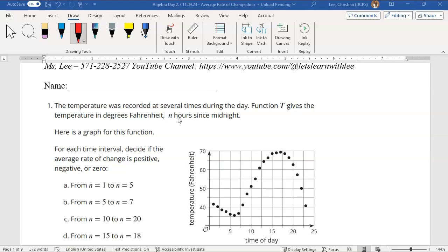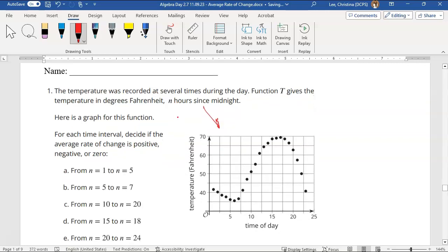Since n is hours since midnight, these times represent the number of hours since midnight. For each time interval, decide if the average rate of change is positive, negative, or zero. So from n1, that would be somewhere around here, or actually here, this is 2.5, so yeah, about there, to n5. So from here to here, we have a negative average rate of change because it's going down.